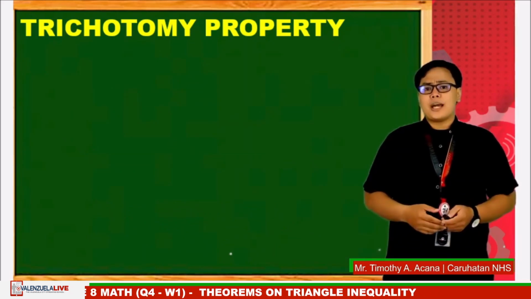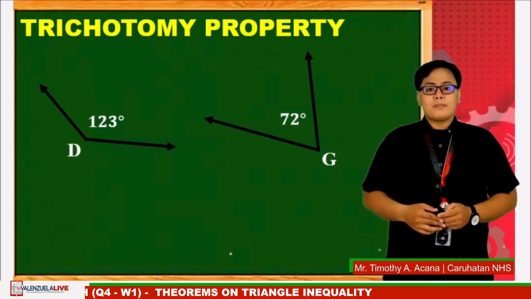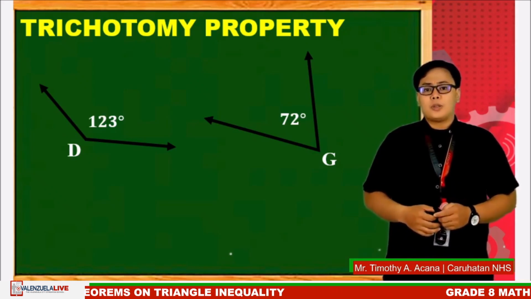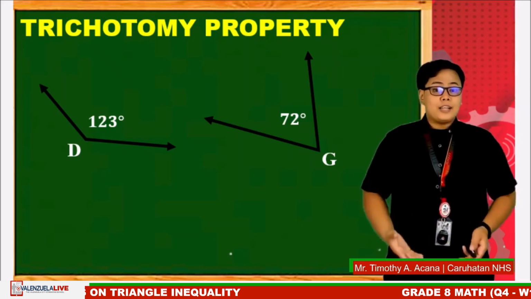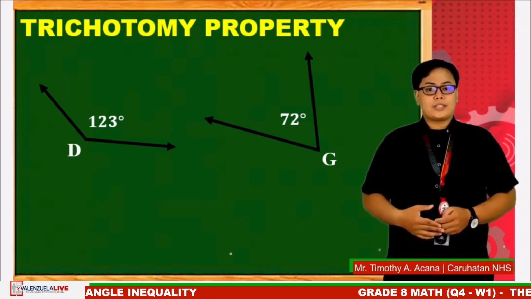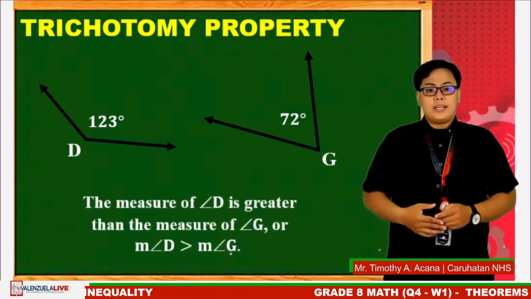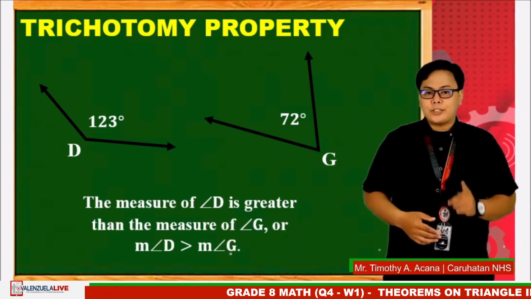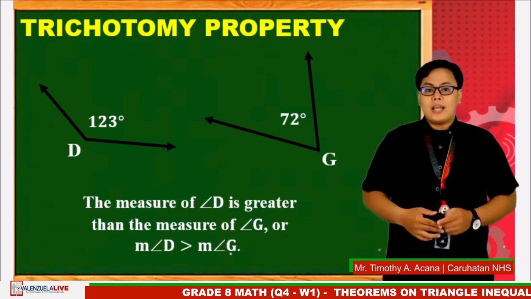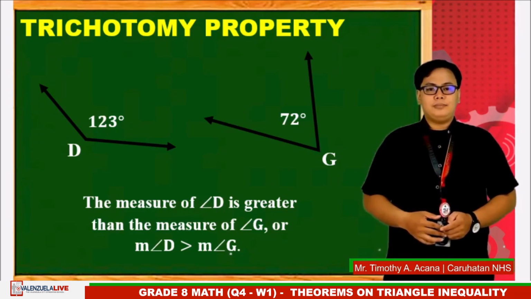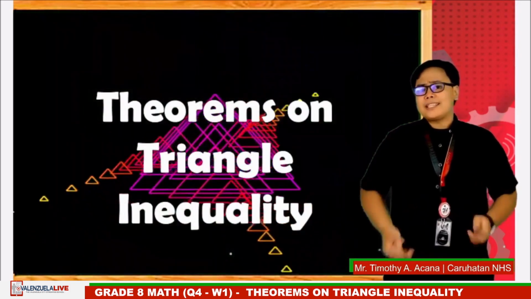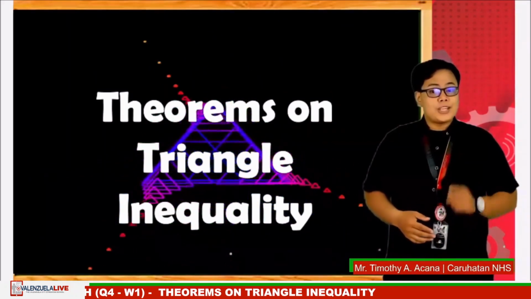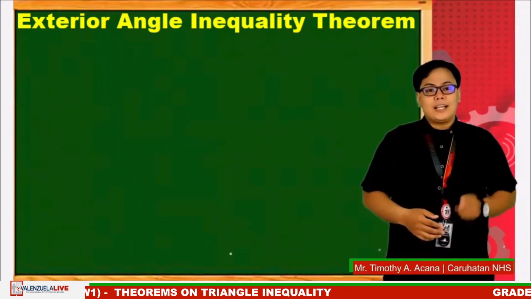Let us have another example of trichotomy property. We have angle D and angle G. The measure of angle D is 123 degrees and the measure of angle G is 72 degrees. The measurement of angle D is greater than the measure of angle G. Or in symbols, we have measure of angle D is greater than measure of angle G. Now, let us discuss the different theorems on triangle inequality. Let us start with the exterior angle inequality theorem.